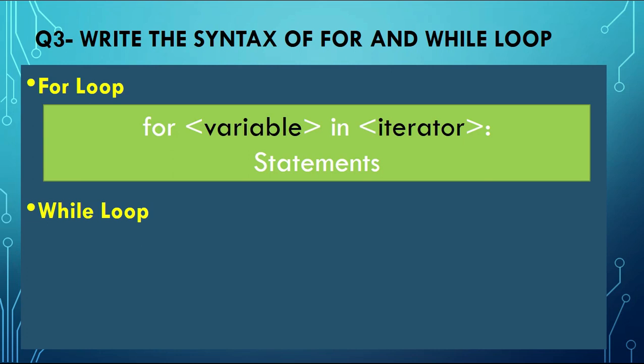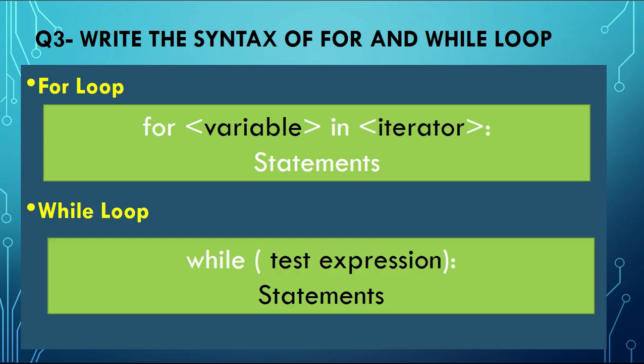The second is the while loop. In the while loop we give the test expression, we give the condition, and as long as the condition evaluates to true, the statements written inside the while loop will keep on executing, will keep on repeating. So in while we give the test expression and we use parentheses. So these are the syntax for the for loop and while loop.